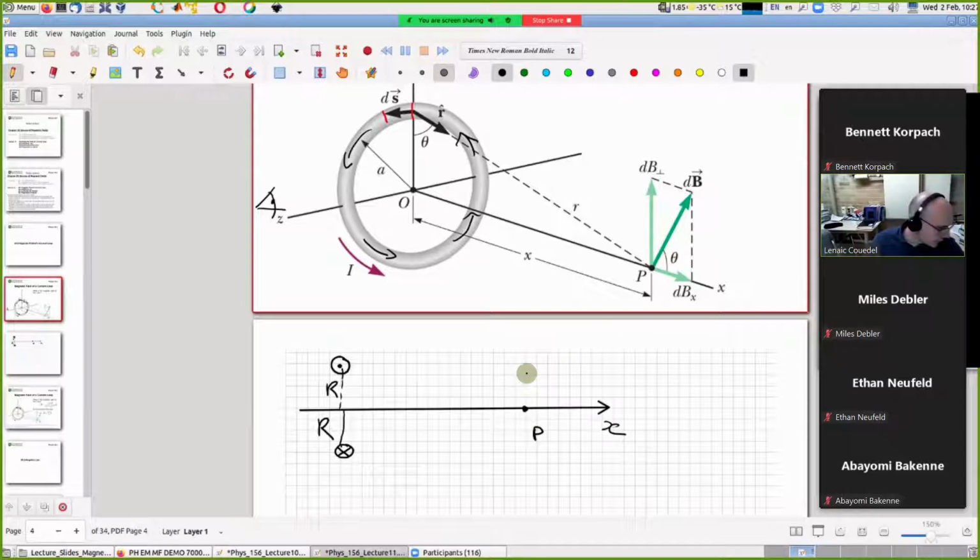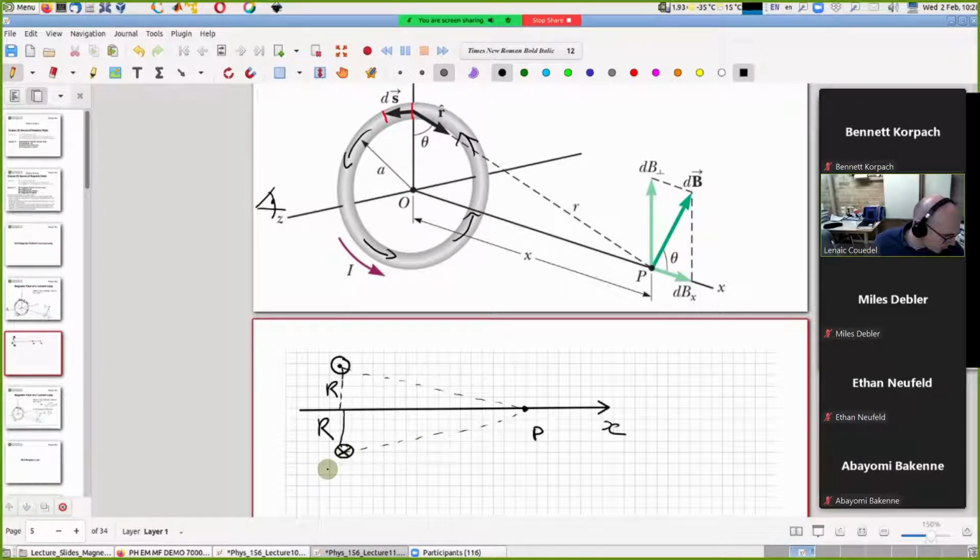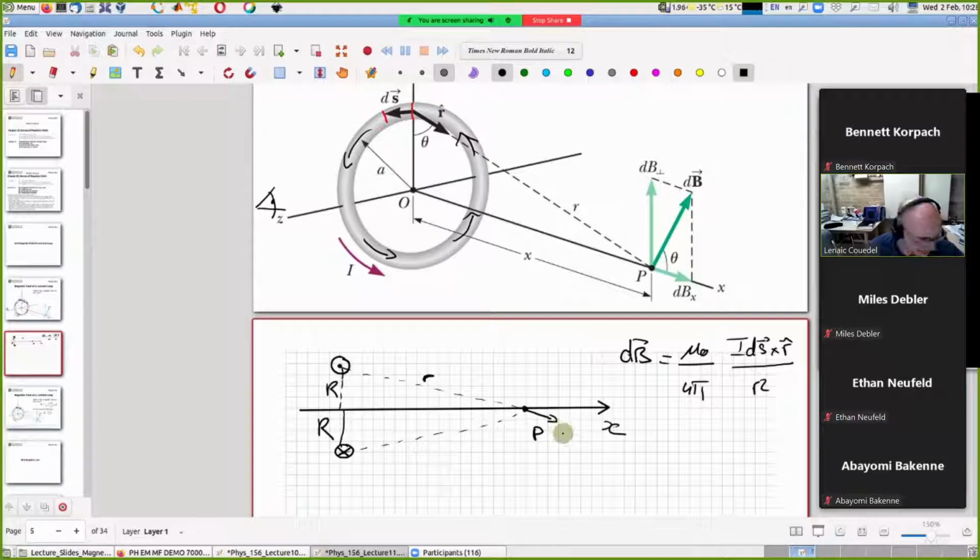So we're testing at point P here, and we want to know what is the magnetic field created by this loop of wire. So we have to use the Biot and Savart law. We know dB equals mu0 over 4 pi, I ds cross r hat over r squared. The distance r is here, and my r hat vector, the unit vector, is something like that.